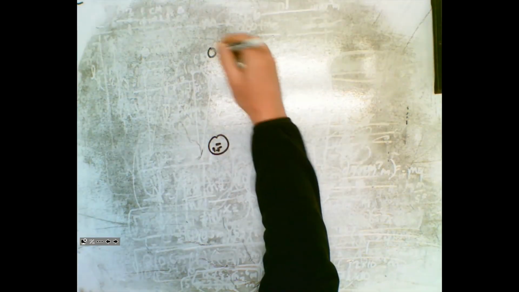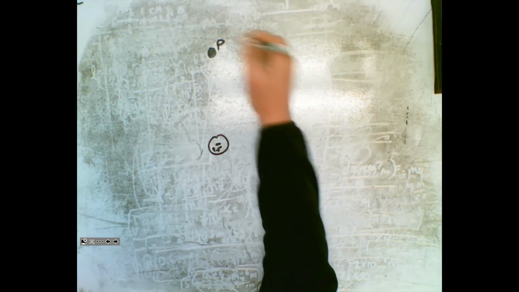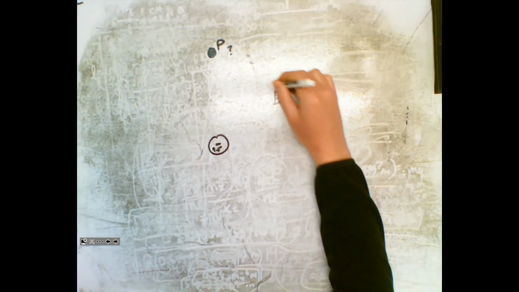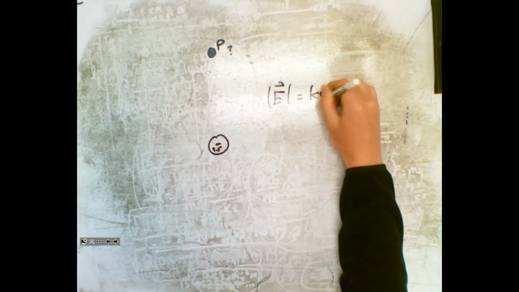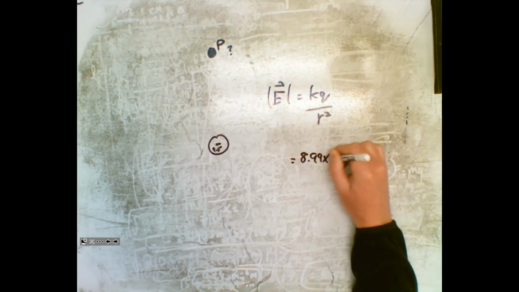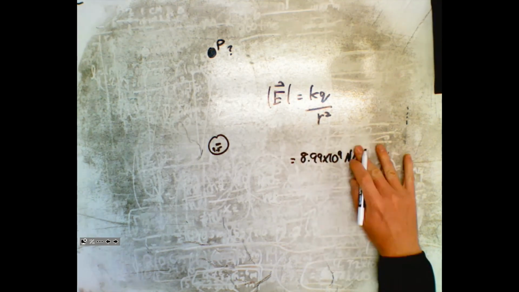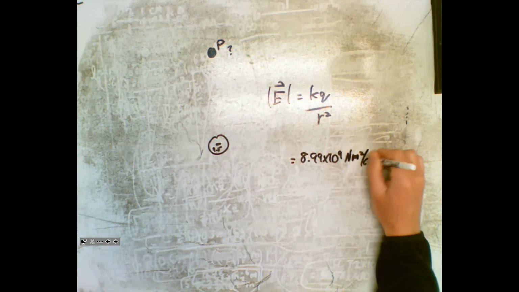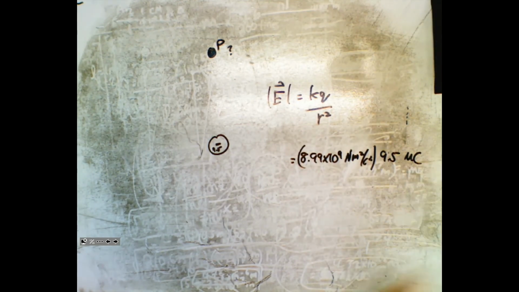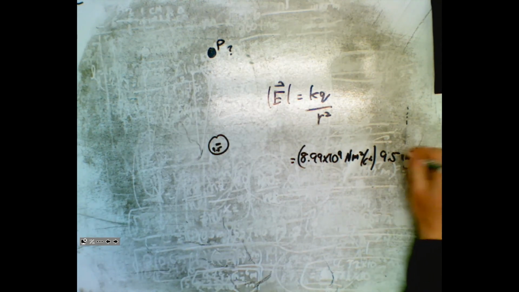So we have, we want to know at this point right here, what's the field at? So we can use electric field equals KQ all over R squared. So our K is our 8.99 times 10 to the 9 newton meters squared per coulomb squared. Our charge is 9.5 microcoulomb. So instead of writing micro, I can write times 10 to the negative 6 coulombs.